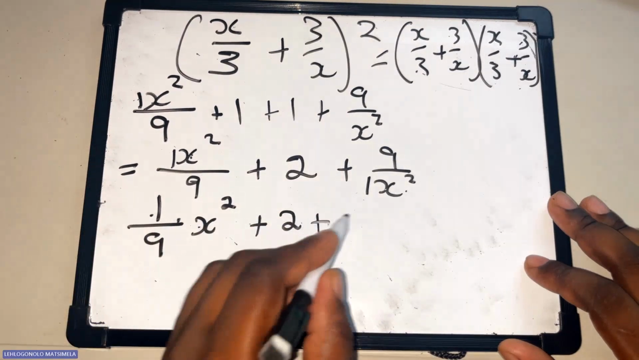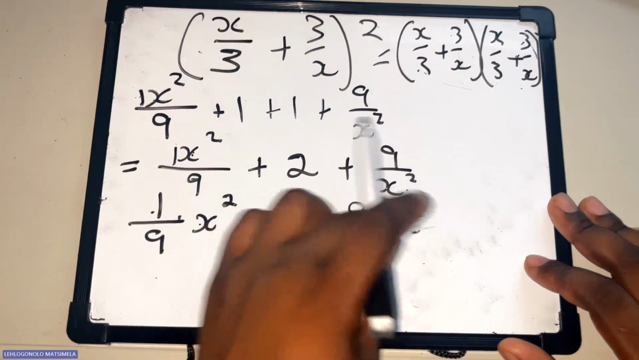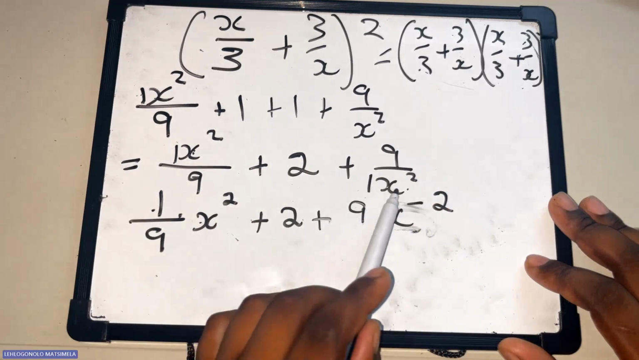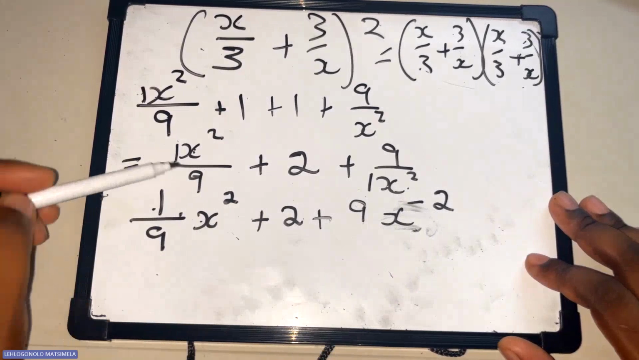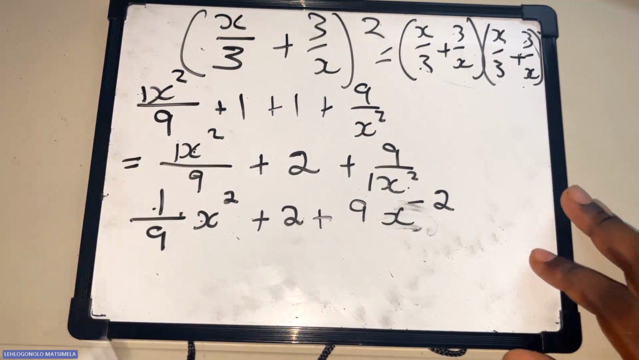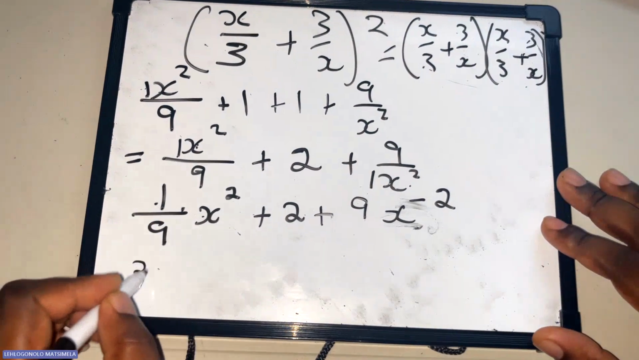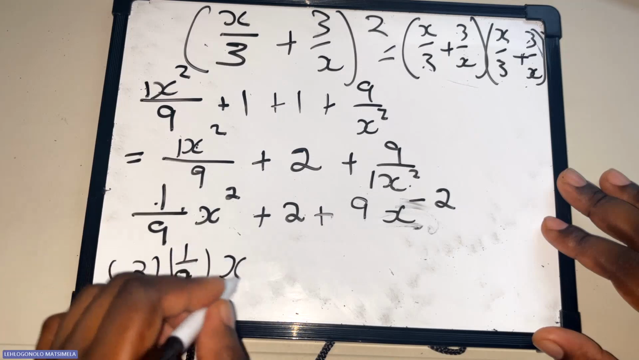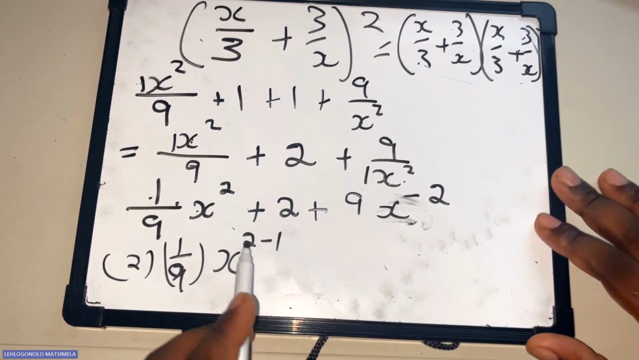Remove this one from here. Now I have 9 over 1 multiplied by x to the power of negative 2. Because I'm removing it from the denominator, I multiply the exponent by negative. If I remove it from the numerator, I just leave the coefficient of it. Derive. When I derive, the exponent is 2. 2 multiplied by 1 over 9, then x as x, then x to the power 2 minus 1.